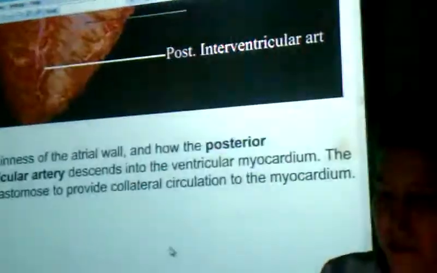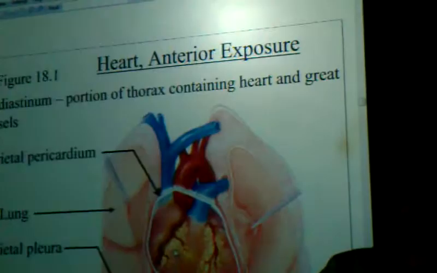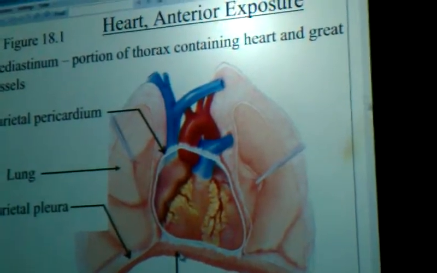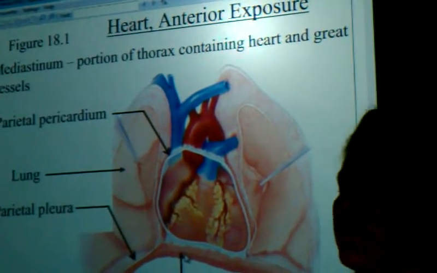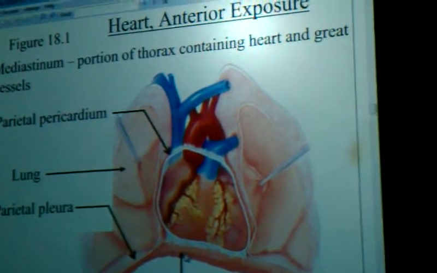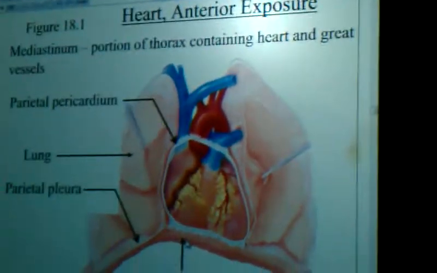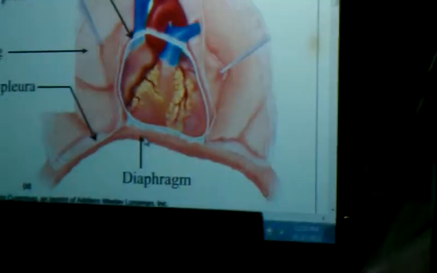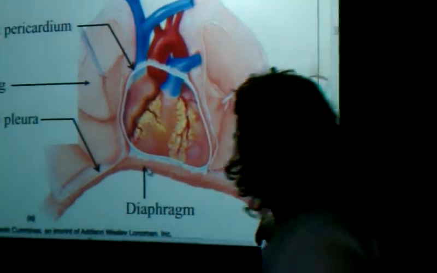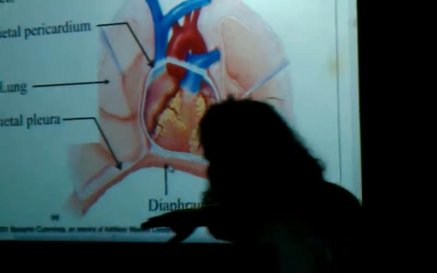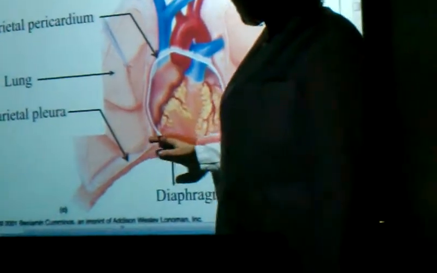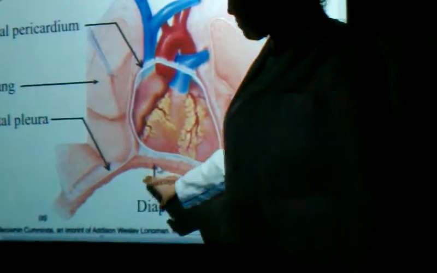Okay, let me skip over all these. All right, let's talk about how this heart sits inside of our chest, inside of our thoracic cavity. We can see here that the heart actually sits on top of the diaphragm. This is our diaphragm right here. In fact, it rests directly on the diaphragm. And the stomach is right underneath here.